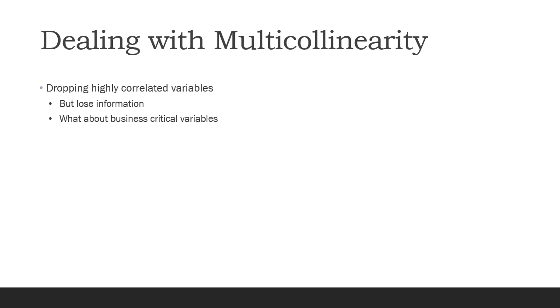How do we deal with multicollinearity? Now we have detected it, we have calculated VIF, or we can just physically see the scatter plot or the heat map, and we have run the VIF method and we see that VIF has a high value. How do we deal with it? One way would be dropping the highly correlated variables, but that may lead to loss of information.